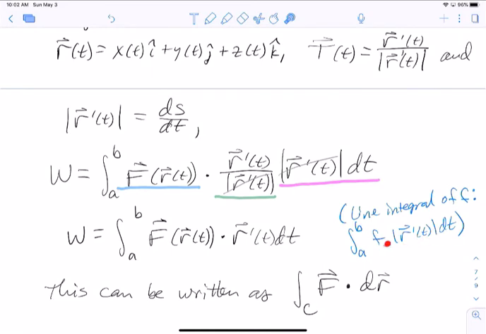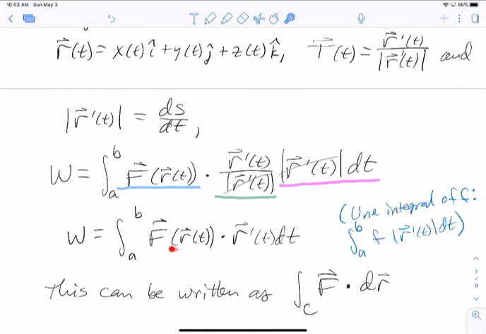Here I haven't written f of x, y or f of x, y, z because I don't want to tie it into 2-space or 3-space. It's the same expression either way. The point here is that before, when we first saw line integrals, f is a scalar function, and the magnitude of r prime of t is a scalar function. And so this is regular multiplication.